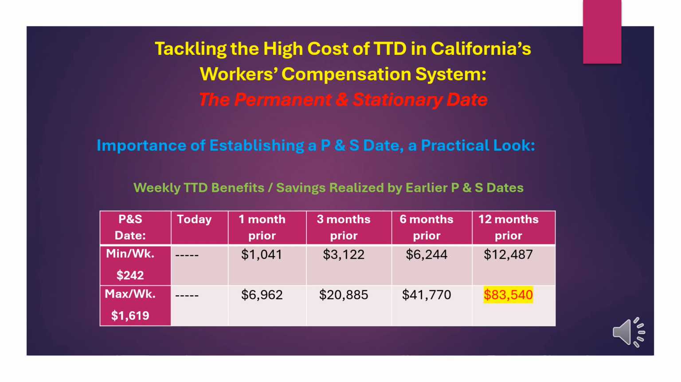Based on the 2024 TTD rates, I calculated potential savings for the defense. If you were to even change your permanent and stationary declaration to 1 month earlier than your date of evaluation, and then I calculated 3 months earlier, 6 months earlier, and finally 12 months earlier. The numbers here are based on an average of 4.3 weeks per month.